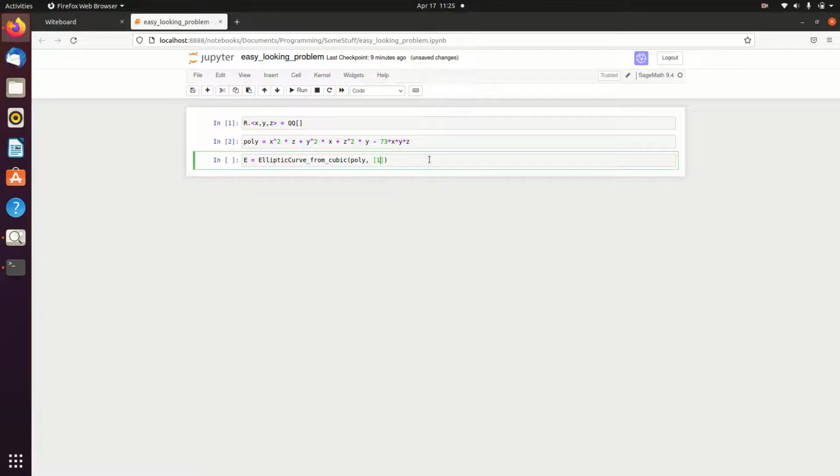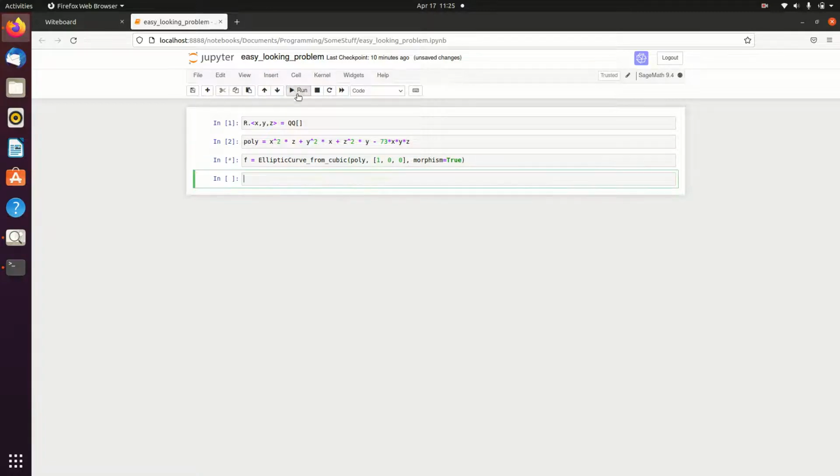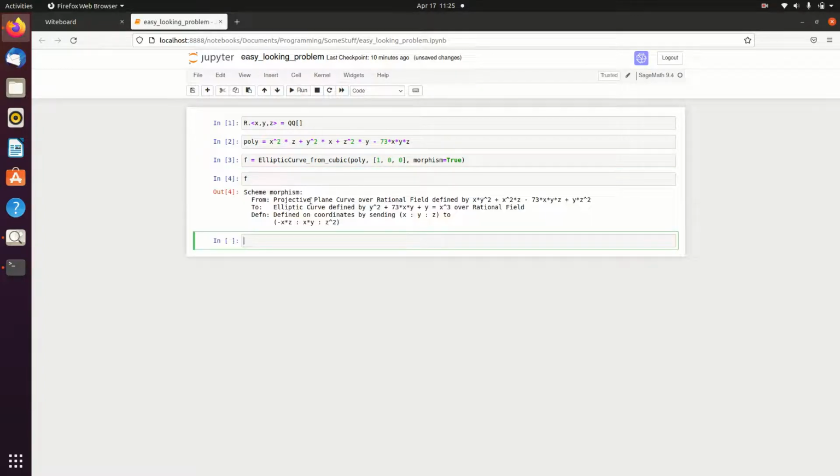Actually we don't get a curve, we get a morphism, but I'll come to that in a minute. Let's say we take the point (1, 0, 0). That should be a point of the curve. And we set morphism to be true. Okay, let's see what we get here. So we get f, and now we have the scheme morphism.